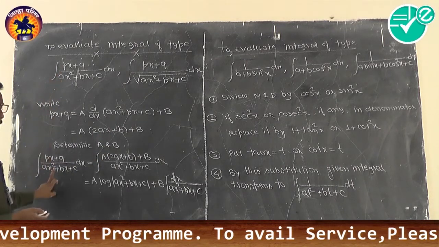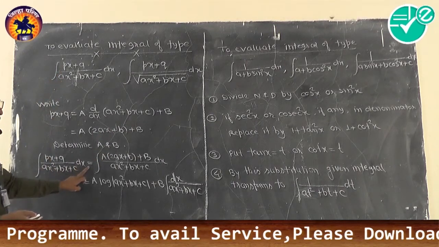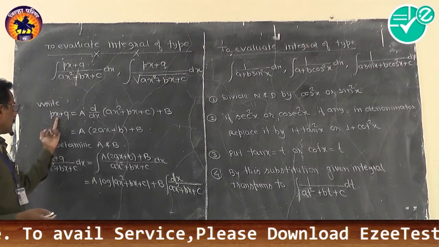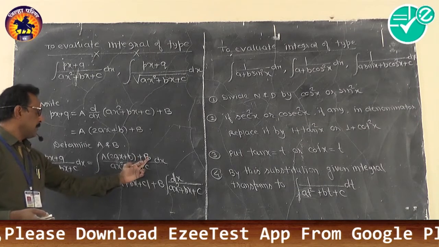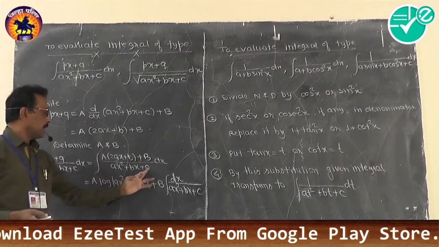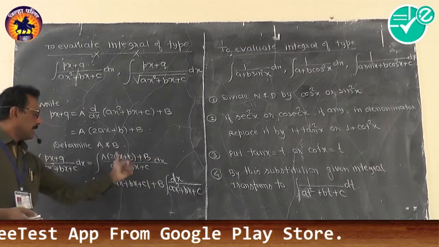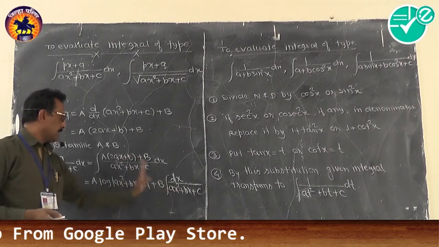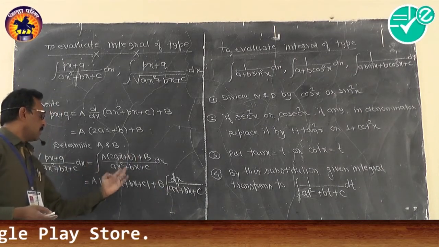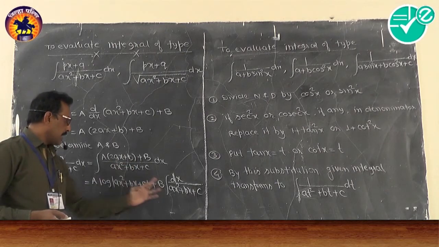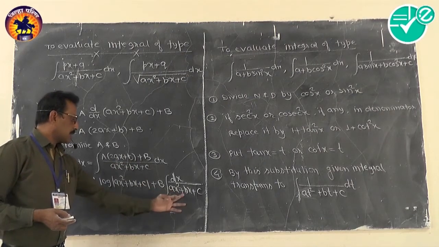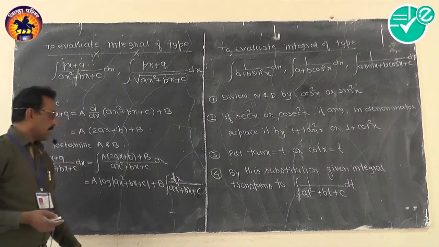Now this (px + q) upon (ax² + bx + c) can be written as A times (2ax + b), and then B upon (ax² + bx + c), dx. Split the integral: the first part is A times the derivative over the quadratic, and the required answer is that, plus B times the integral of 1 upon (ax² + bx + c) dx.